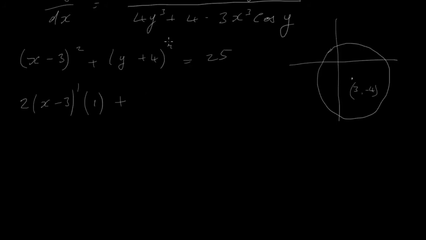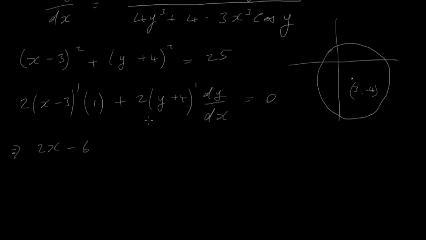Plus, differentiate again, bring the 2 down. And we have y plus 4 here. Subtract 1 from the power. Differentiate what's inside the bracket here. Just the y here, we get dy/dx. When we differentiate 4, we get 0. On the right hand side, differentiate 25, we get 0. Let's just simplify that. We end up with 2x minus 6.